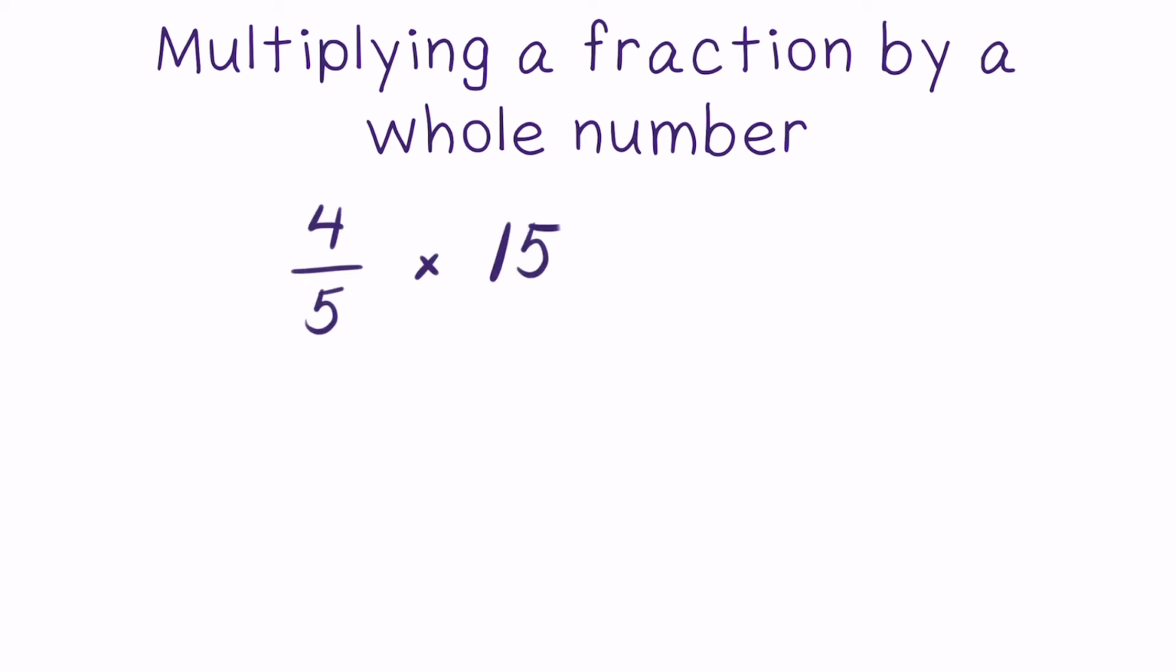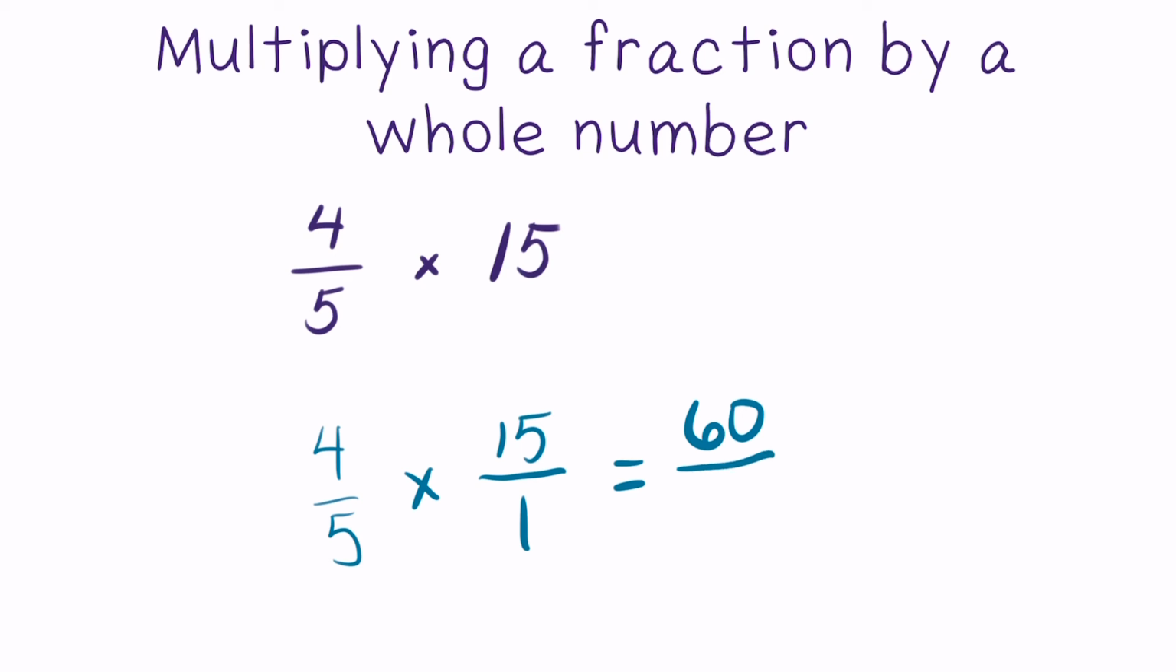Let's use the same simple strategy while multiplying 4/5 times 15. Here again, we have a fraction, 4/5, multiplied by a whole number, 15. The first thing we should do when using this strategy is write the whole number 15 in fraction form, or 15 over 1, and bring down the fraction of 4/5 to multiply it by 15 over 1. Doing this multiplication problem should be easy. 4 times 15 is 60, and 5 times 1 is 5.